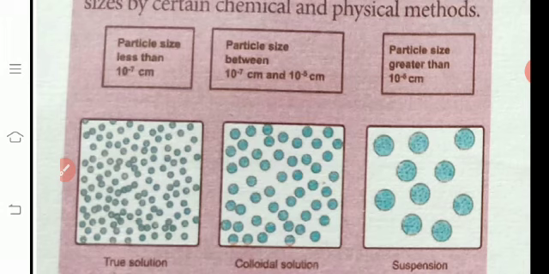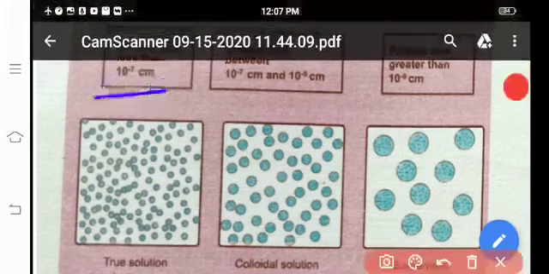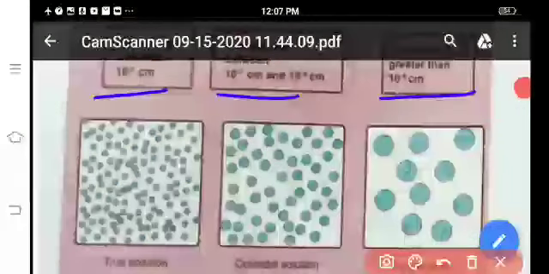Then colloidal solution, particle size between 10 power minus 7 centimeter and 10 power minus 5 centimeter. Okay, here true solution means less than 10 power minus 7. Here, between 10 power minus 7 centimeter and 10 power minus 5 centimeter. Then suspension solution, particle size greater than 10 power minus 4 centimeter. Okay, these are important. One more question, you read this thoroughly: the particle size of the true solution, colloidal solution and suspension solution.